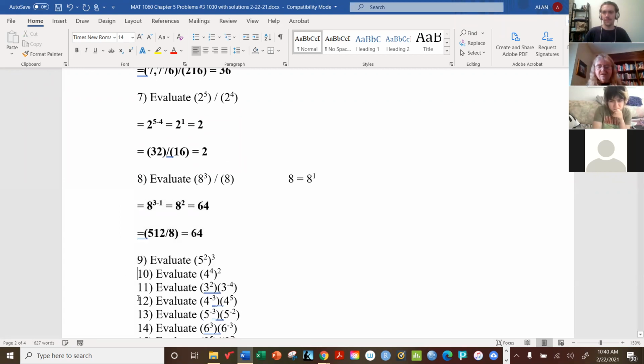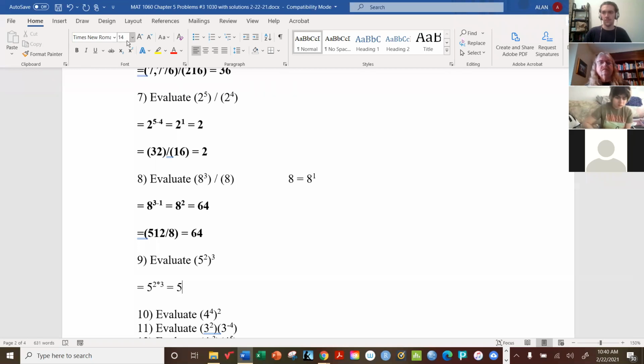Now here we go. These are the so-called power rules, because look what's happening here. We're not adding these exponents, because 5 squared, the entire expression is raised to the 3rd power. This is actually 5 raised to the 2 times 3 power, which is 5 to the 6th. And that in turn is equal to 15,625. Or else you could just think of this as 25 to the 3rd power, which is 15,625.